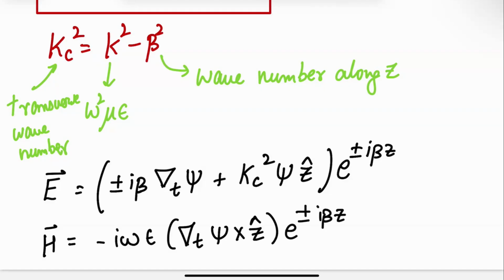So this is for TM. This is the TM solution. You can see that it is indeed TM because you have some component along Z for the E field, but for the H field, there is no component along Z because it's crossed with Z.